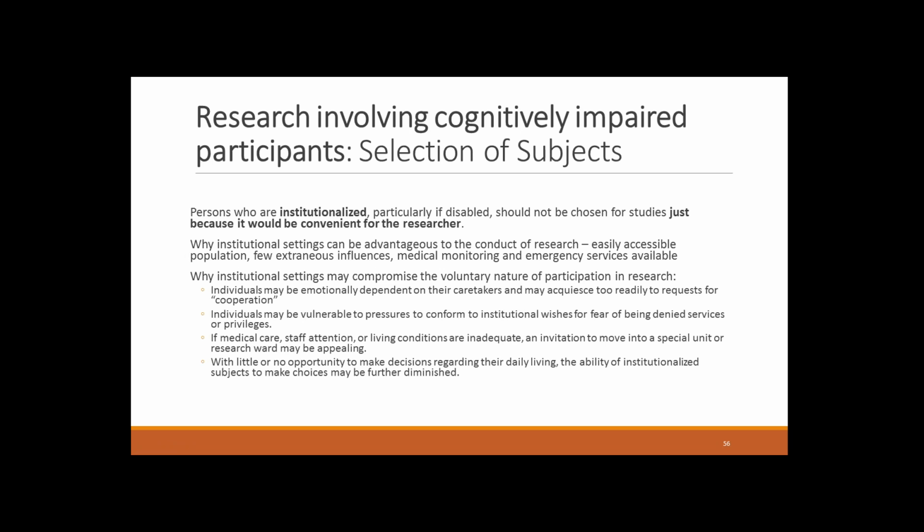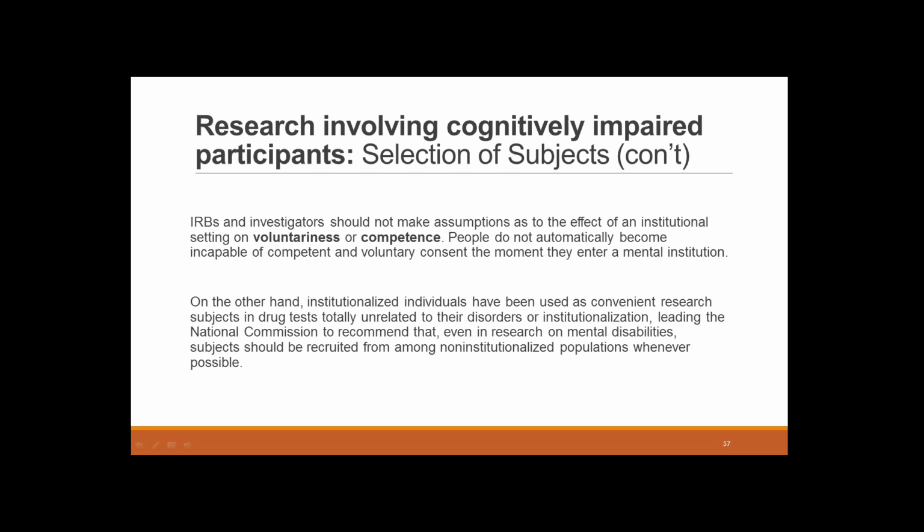Again, they're just quite vulnerable, and their world is different than ours. Their decision making is not exactly the same as what we are able to do. So for them to voluntarily participate is challenging. One of the things that has been done in the past is that there has been research in mental institutions because they're a convenient sample.